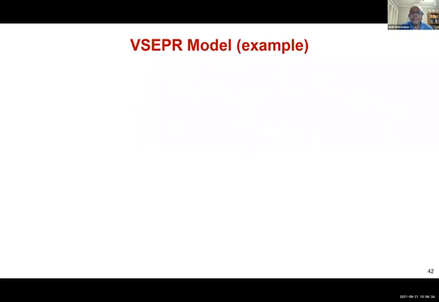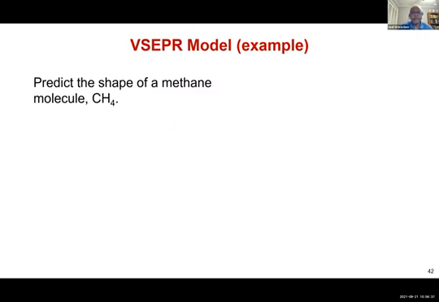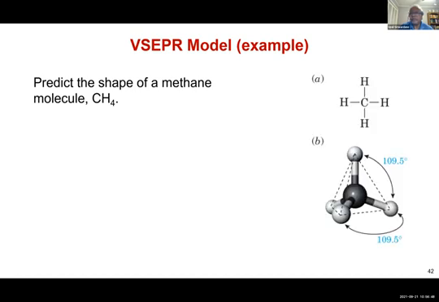Example, methane. The Lewis structure of methane has carbon in the middle, with 4 hydrogens as the terminal atoms. That's the Lewis structure of methane. There are 4 bonding electron pairs. 4 things in space are equally distributed in a tetrahedron like that. Tetrahedral angles are 109.5, a perfect tetrahedron.